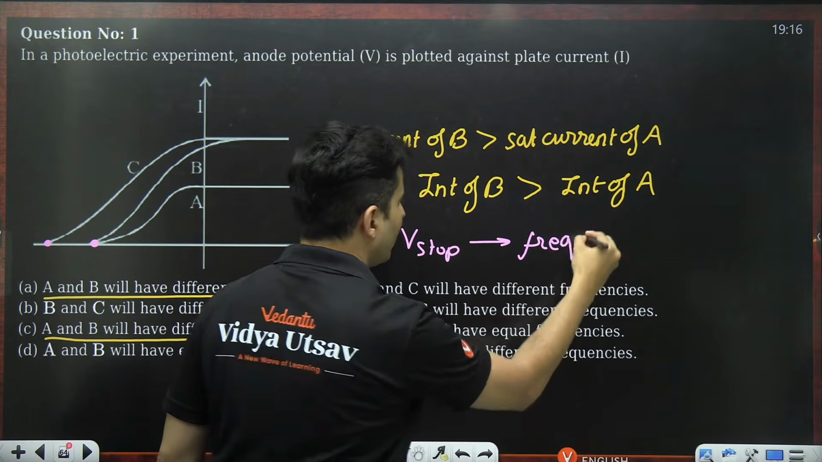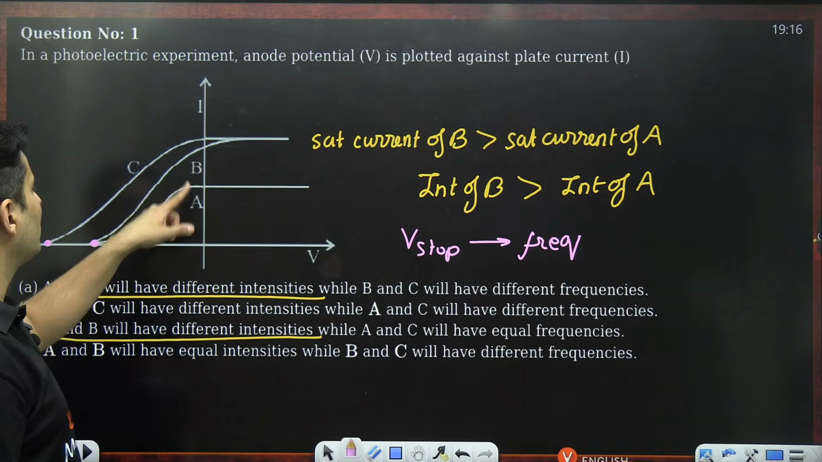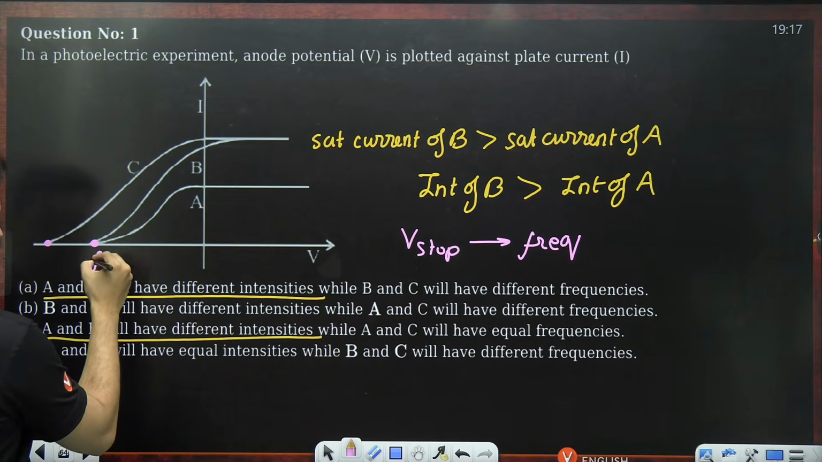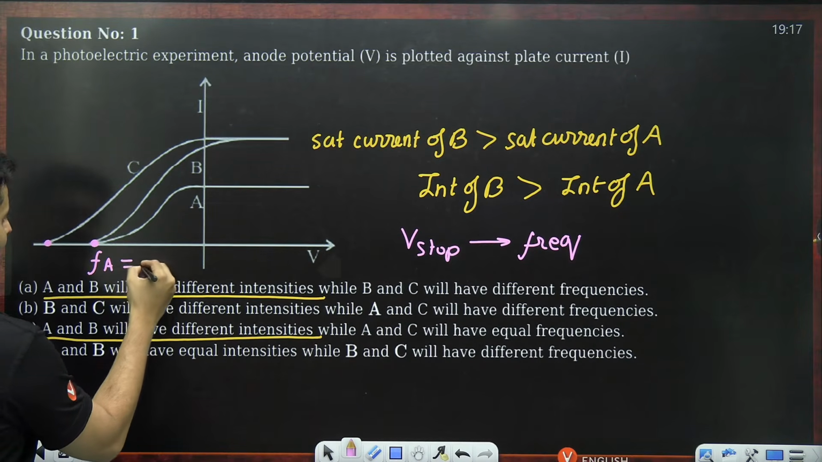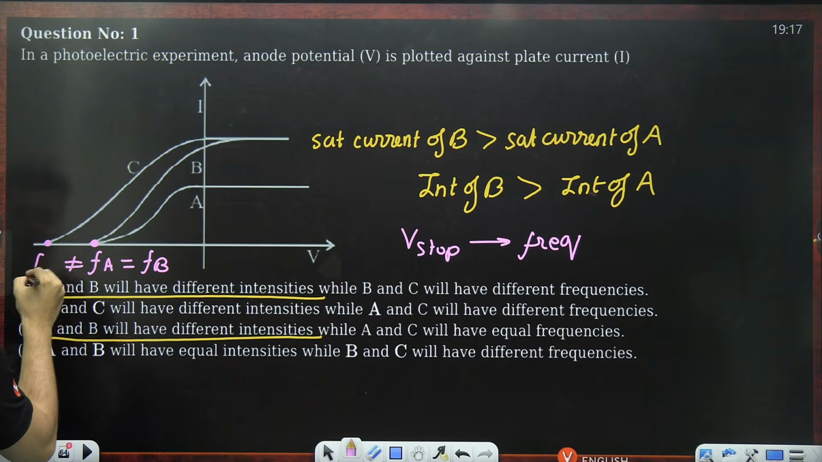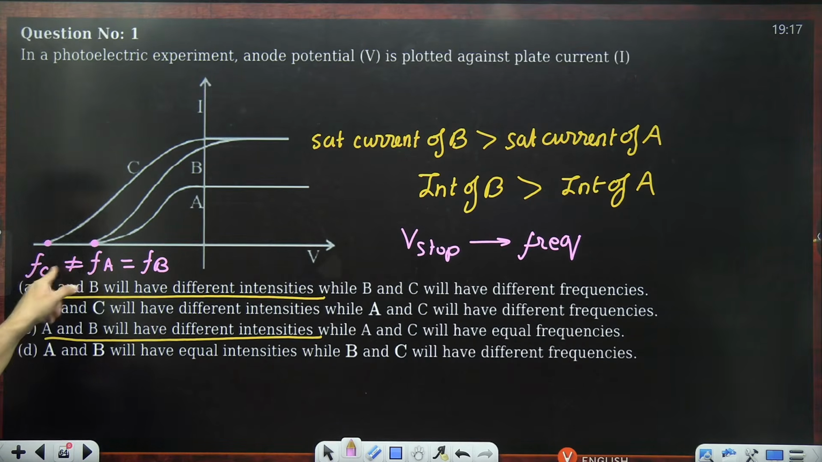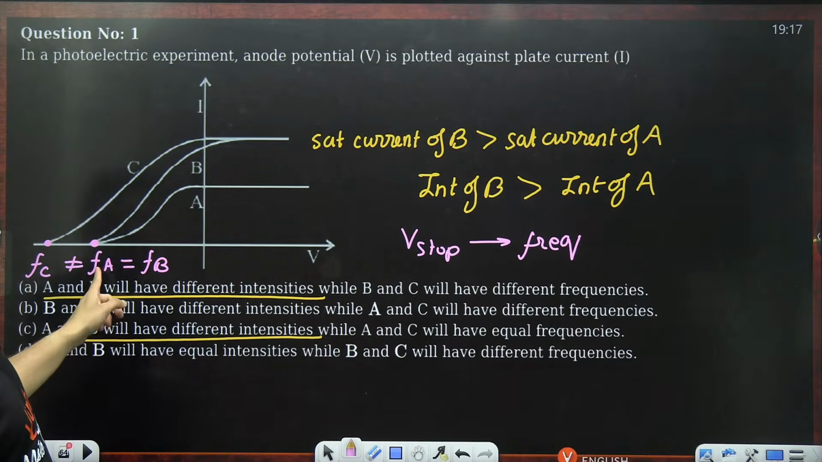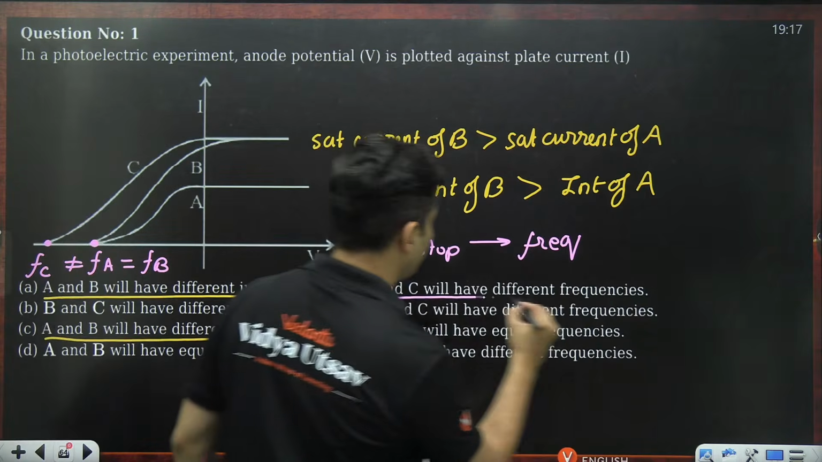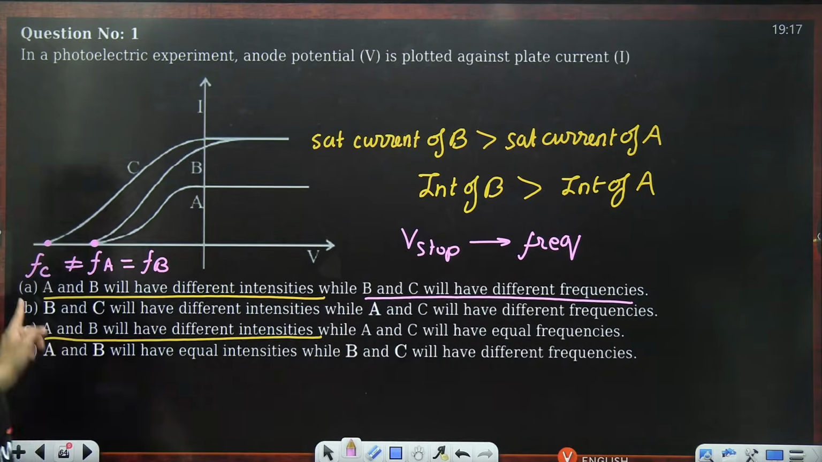Depends on the frequency. So the stopping potential of A and B is the same. You can see they are meeting over here. So the frequency of A and the frequency of B will be the same, but it will not be the same as the frequency of C. So A and C will have different frequencies, and B and C will have different frequencies. So that means option A is the right answer.